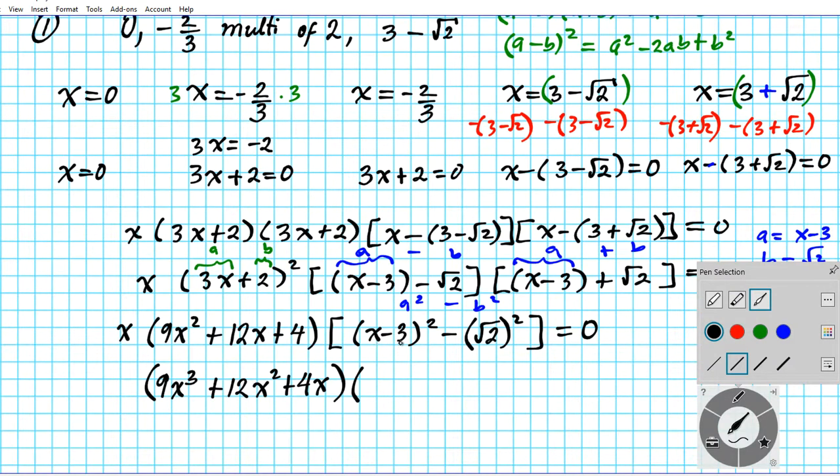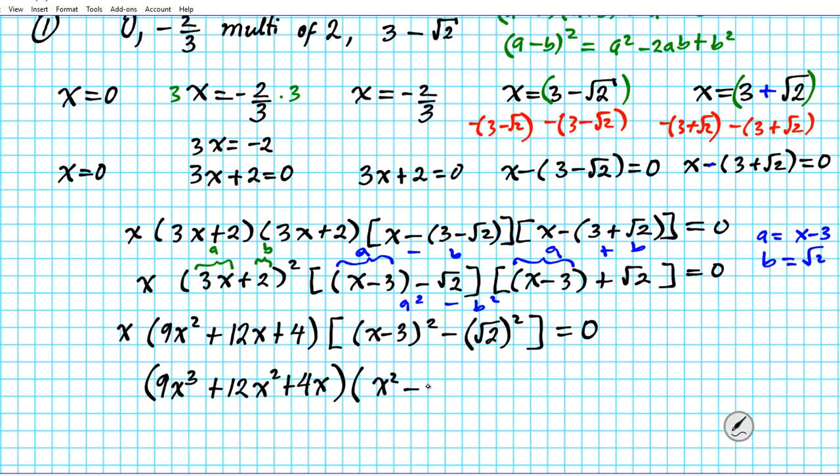Alright, now let's apply that here. We have a minus b, so we're going to have a squared minus 2ab. So minus 2 times x times 3 is minus 6x. Plus b squared, 9. Minus b squared, root 2 squared is just 2. Equals 0. Alright, now this looks much better than this scary equation we have up there.